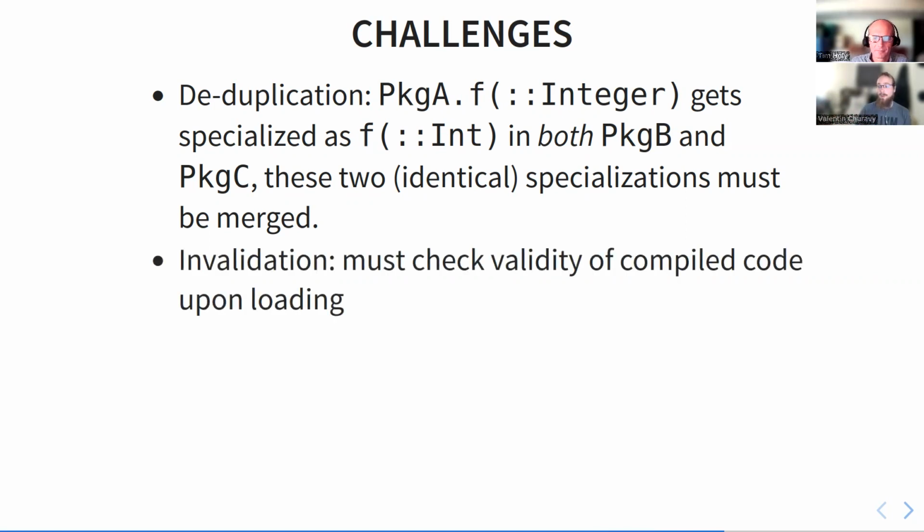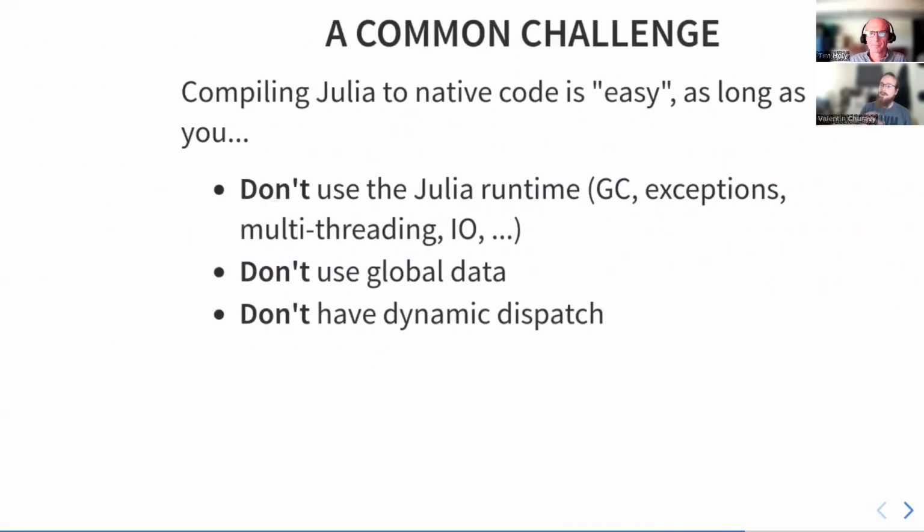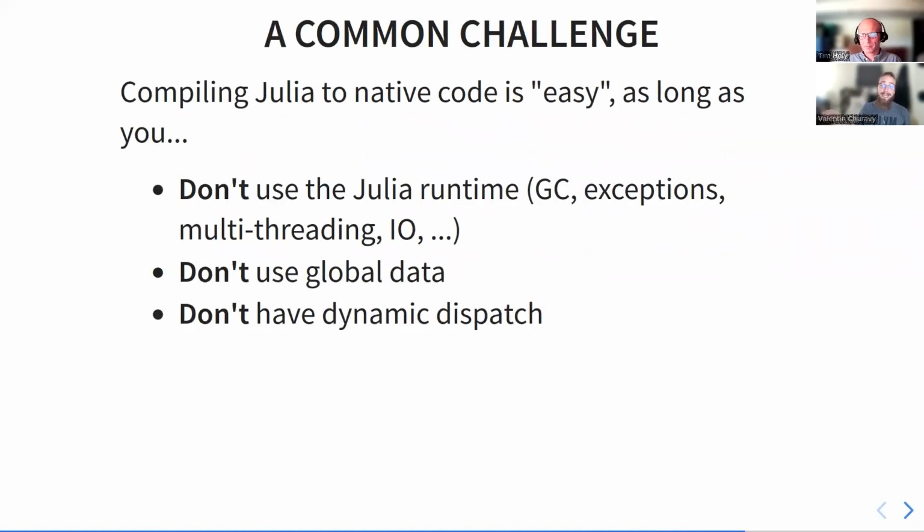And of course, when we do the loading, as we do now with our .ji files, we must make sure that this compiled code is still valid. You might have done some work in the REPL in the meanwhile that invalidates the native code we have compiled and cached. All of this capability we already had in dump.c, and we're using it for .ji files, but we're not using it for these system images or package images.